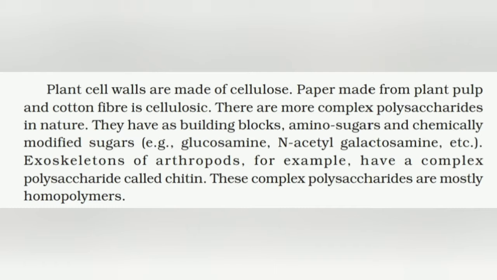Plant cell walls are made up of cellulose. Yes, we have to know where cellulose is important. So the plant cell wall contains cellulose. Paper made from plant pulp and cotton fiber is also cellulosic.